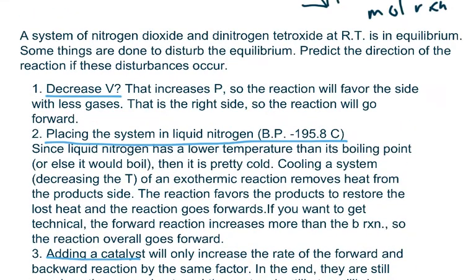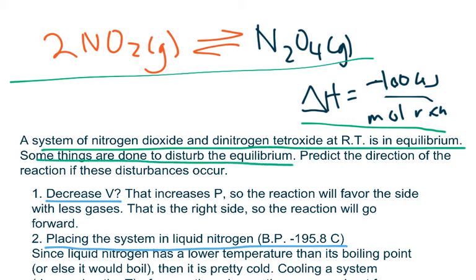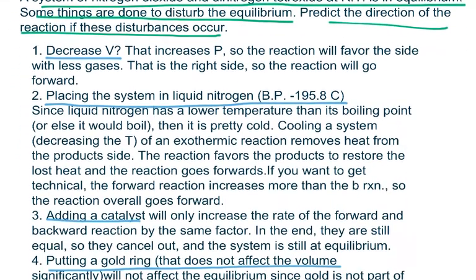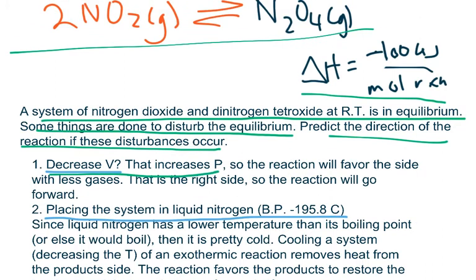Now let's do a practice problem. We have a reaction, and we have the delta H of it. A system of NO2 and N2O4 at room temperature is in equilibrium. Some things are done to it to disturb the equilibrium. Predict the direction of the reaction if these disturbances occur. So what happens if we decrease the volume? Well, that increases pressure. So the reaction will favor the side with less gas. That is the right side, so the reaction will go forward.